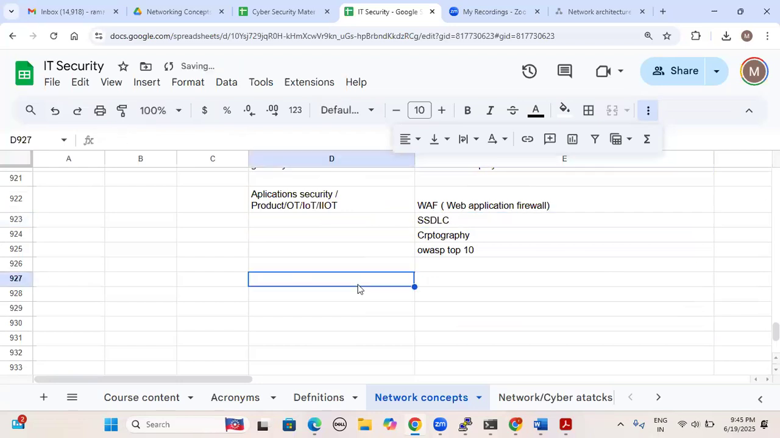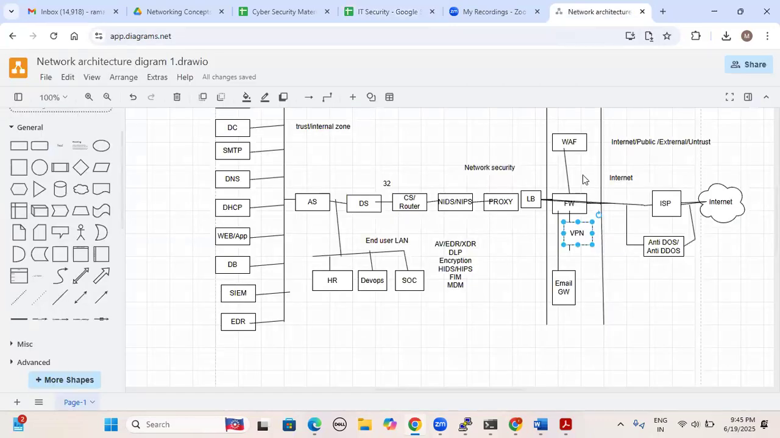So now, information security. In information security, I can't explain via a diagram because those are all policies, rules, regulations, protocols, and procedures, like governance, risk and compliance, business impact analysis, and risk assessment. I can't show that through a network architecture diagram because in most cases these are all documentation, right? So next one, what else?